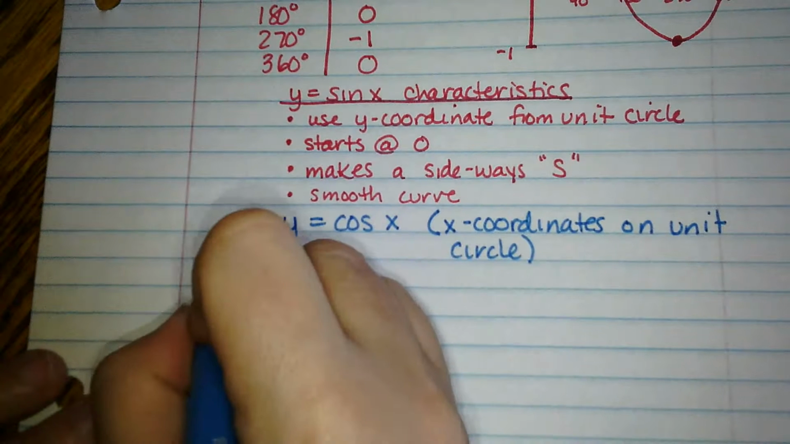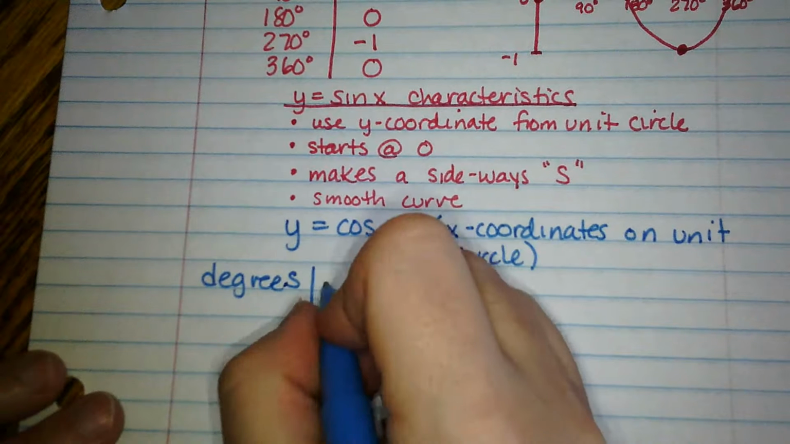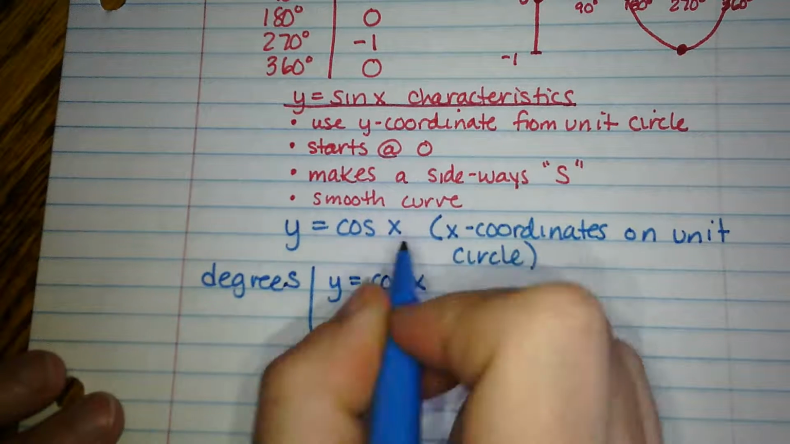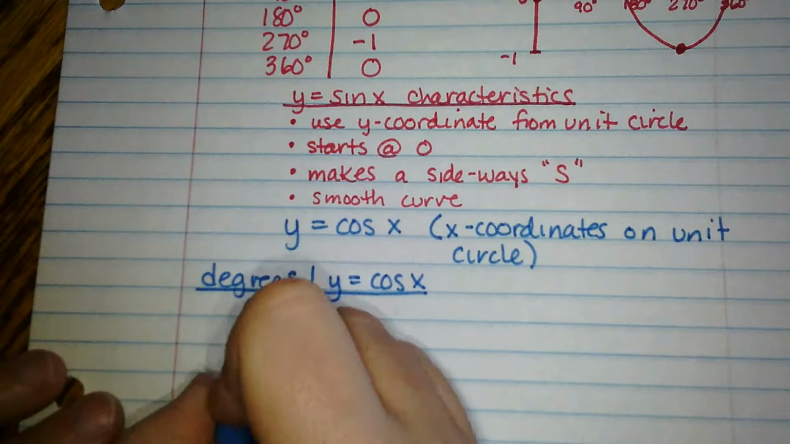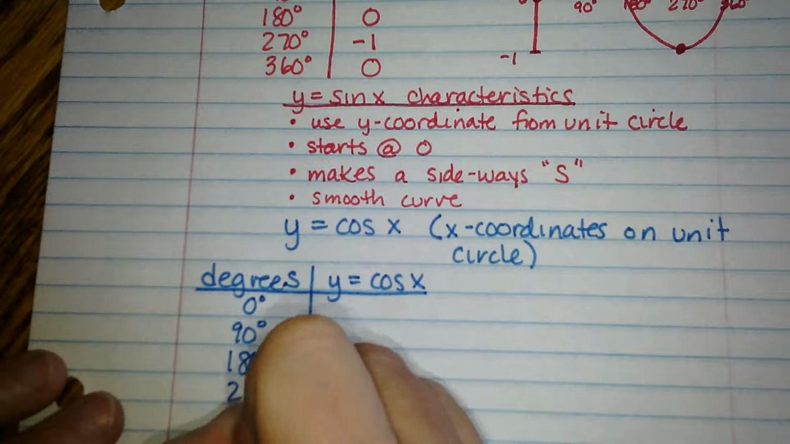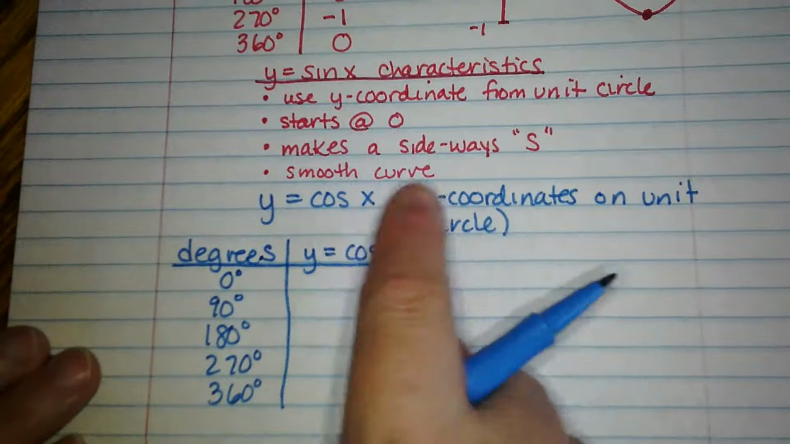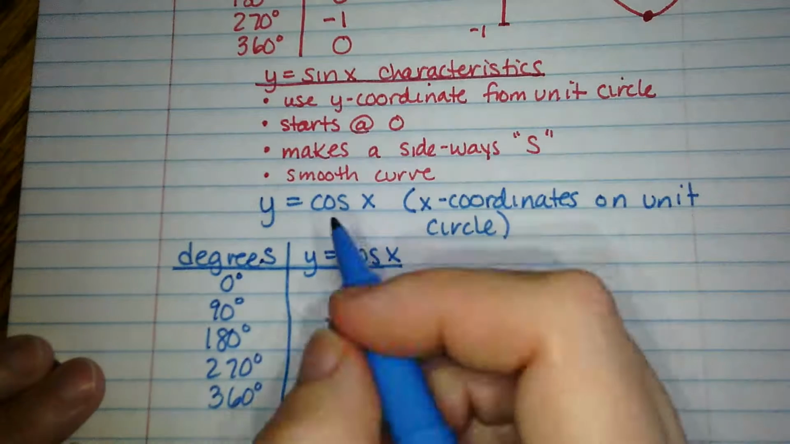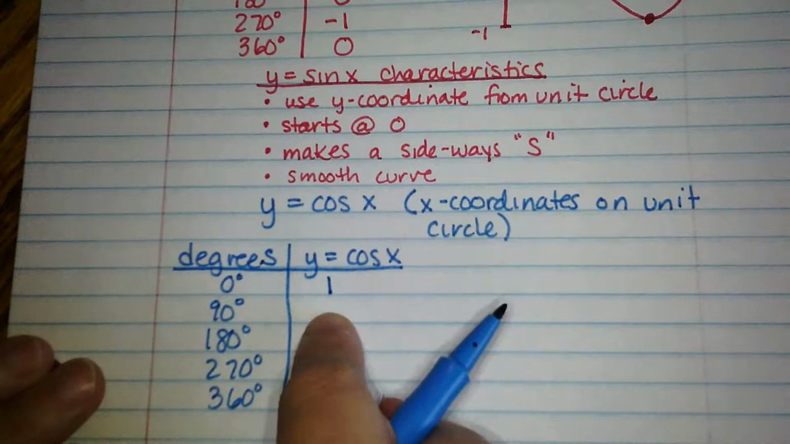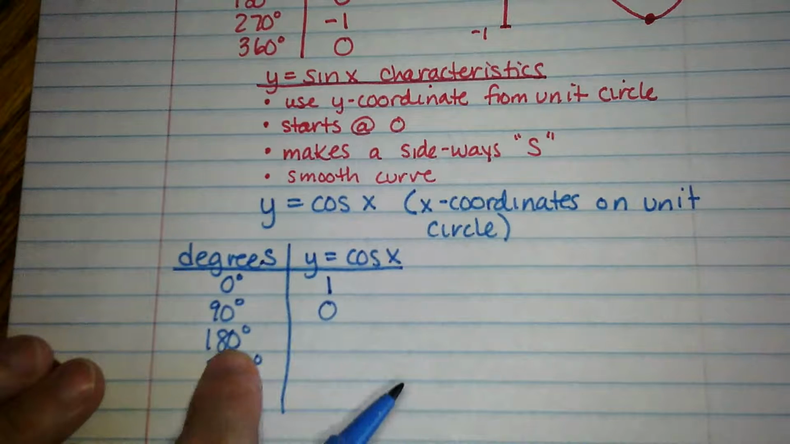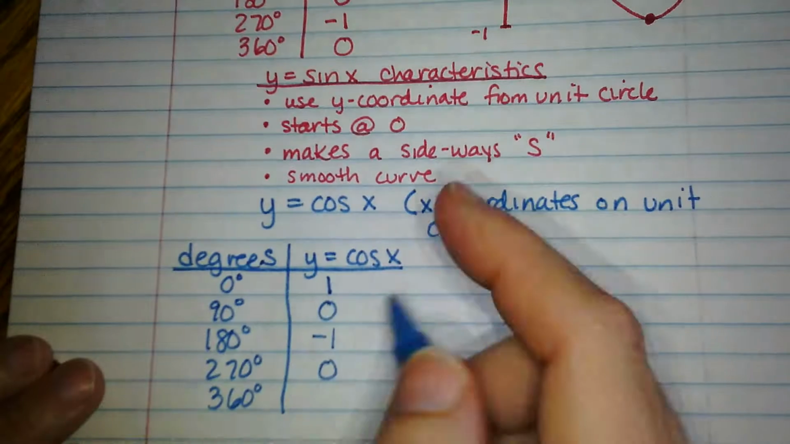And I'm going to set up the same chart for cosine. So we have 0 degrees, 90, 180, 270, and 360. And then we're going to use the x coordinates to do the cosine graph. So again, cosine of 0 is 1. That's the x coordinate at 0 degrees. The x coordinate at 90 is 0. The x coordinate at 180 is -1. The x coordinate at 270 is 0. And the x coordinate at 360 is 1.